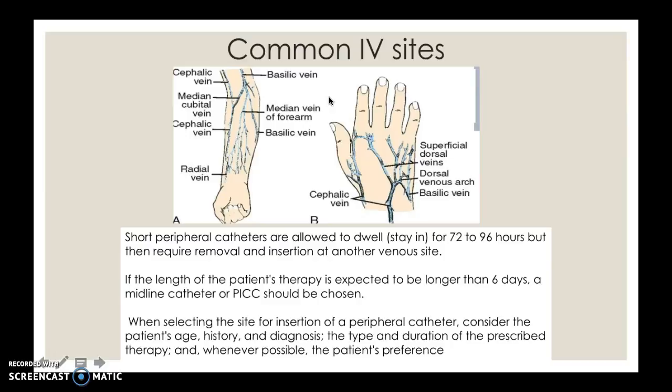Short term, again, only for short term. If they're needing to have therapy for longer than 6 days, then they would choose a larger catheter and a larger vessel. So these are the different veins that they may use.